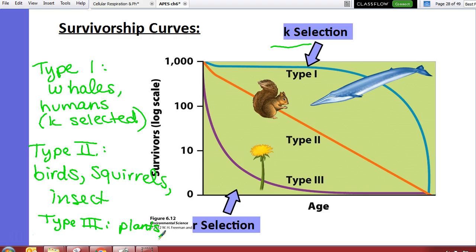So plants are typically type 2, the best example for that. So survivorship curve. Okay, the common organism survives better.